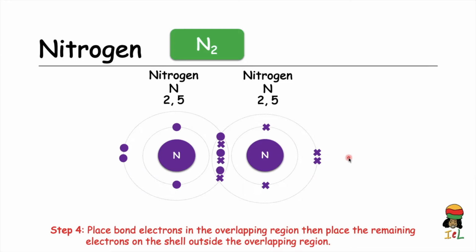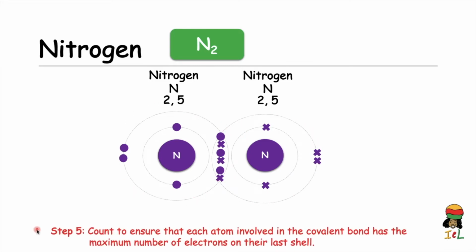At this point, all the valence electrons for both nitrogen atoms have been placed on their last shells. Step 5, count to ensure that the last shell of each atom involved in covalent bonding contains their maximum number of electrons. Remember that the inner lying shells already contain their maximum number of electrons, so our focus is only on the last shells. Recall that the electrons shared are counted for both atoms.